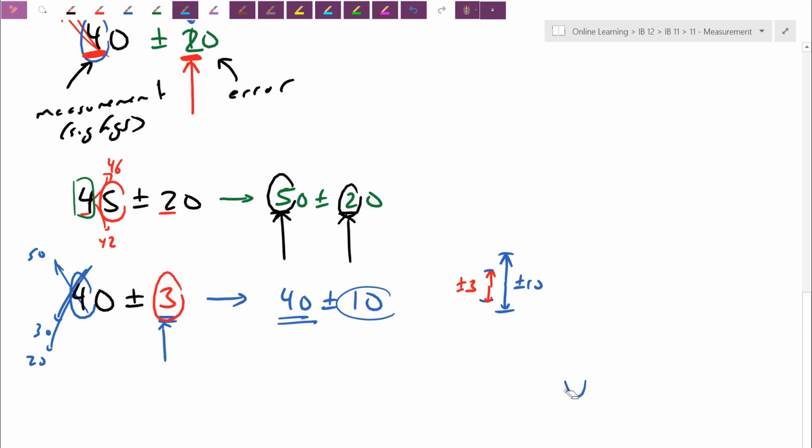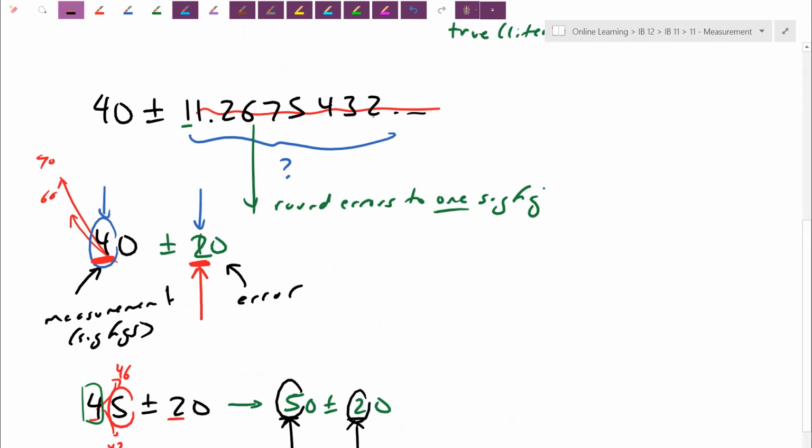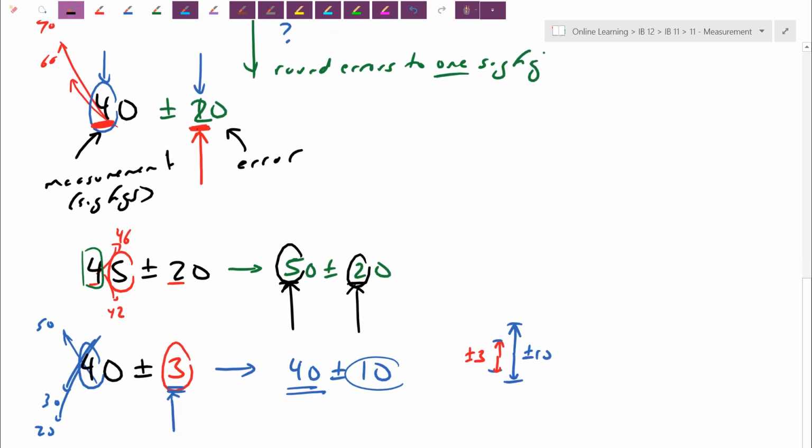So, a couple key things from this section. Again, there's no point in keeping our errors to way too many digits. We're going to be rounding our errors just to one significant figure, and then we're going to make sure wherever we're guessing that error position, it lines up with the guess on the measurement.